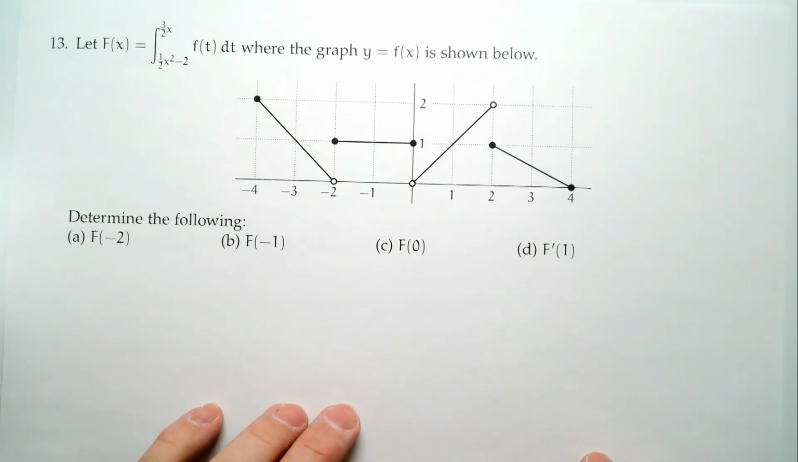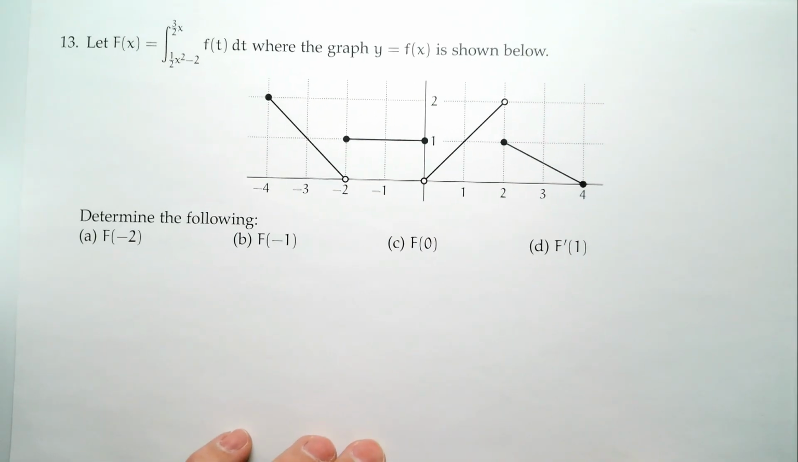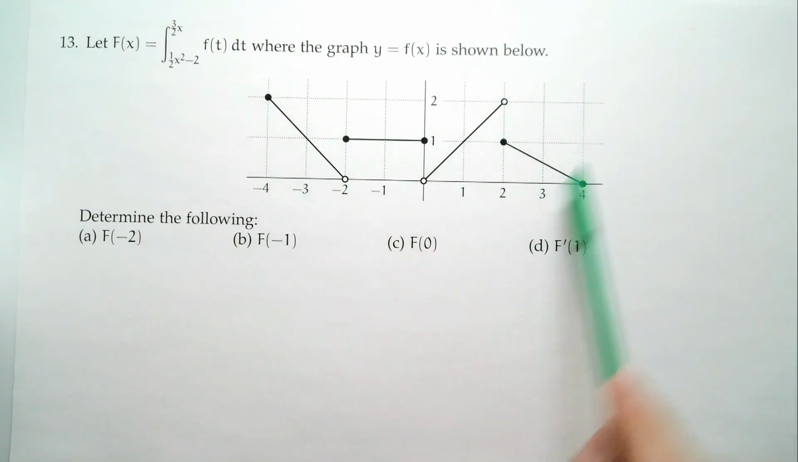So let f of x be the integral from 1/2 x squared minus 2 to 3/2 x of f of t dt. And here's the graph of f of x, shown below. And we want to determine the following. So we have 4 things that we have to find: F of -2, f of -1, f of 0, and f prime of 1. So let's just go through and work these one at a time.